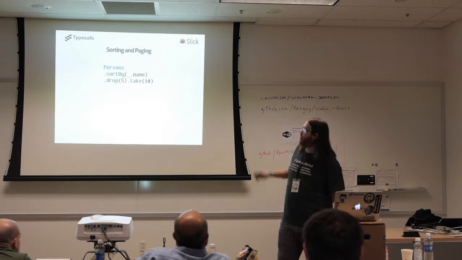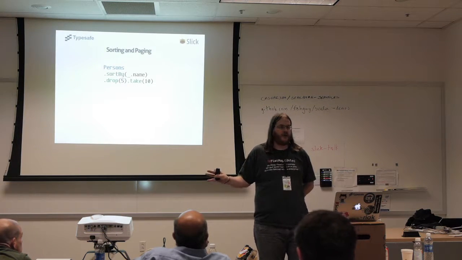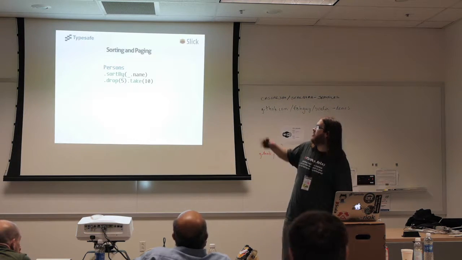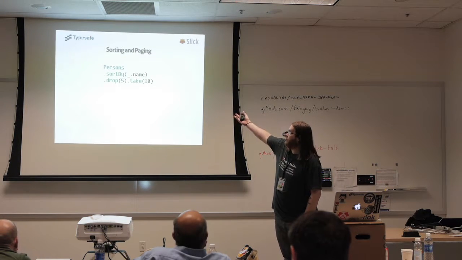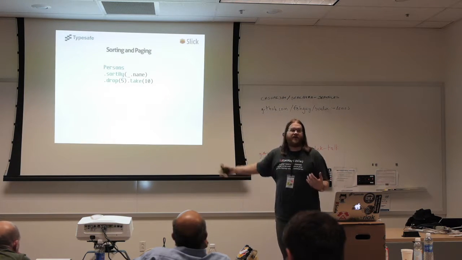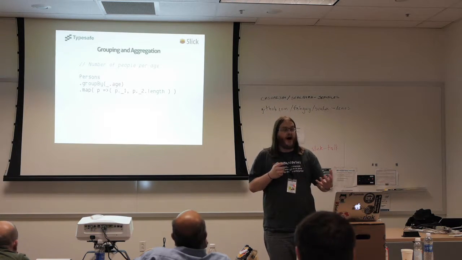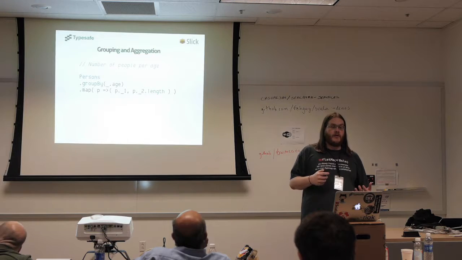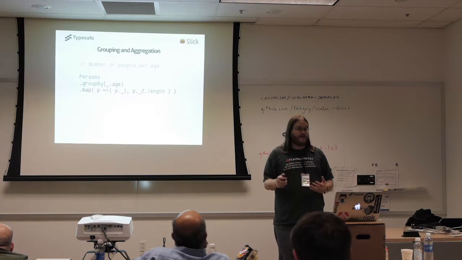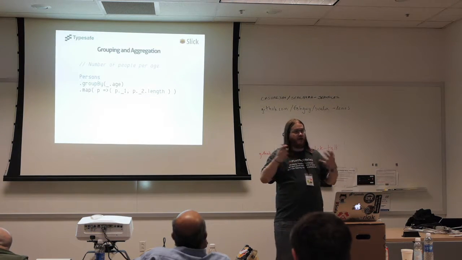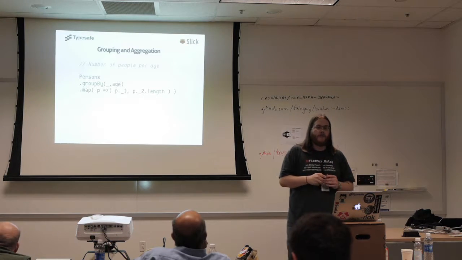I just want to real quick show you guys a couple more examples of using Slick so you have something to take away with. Here I'm doing a sort, so I'm calling persons, sortBy name. I'm dropping 5 and taking 10. These translate down to SQL queries. I can group by the number of people per age. So mapping that, grouping by the age field. Again, this looks a lot like raw Scala code that will compile to SQL.